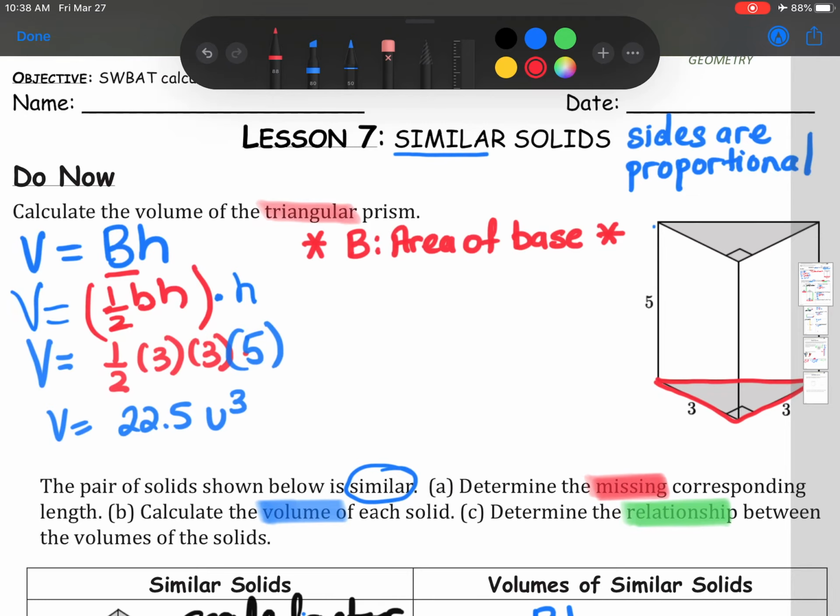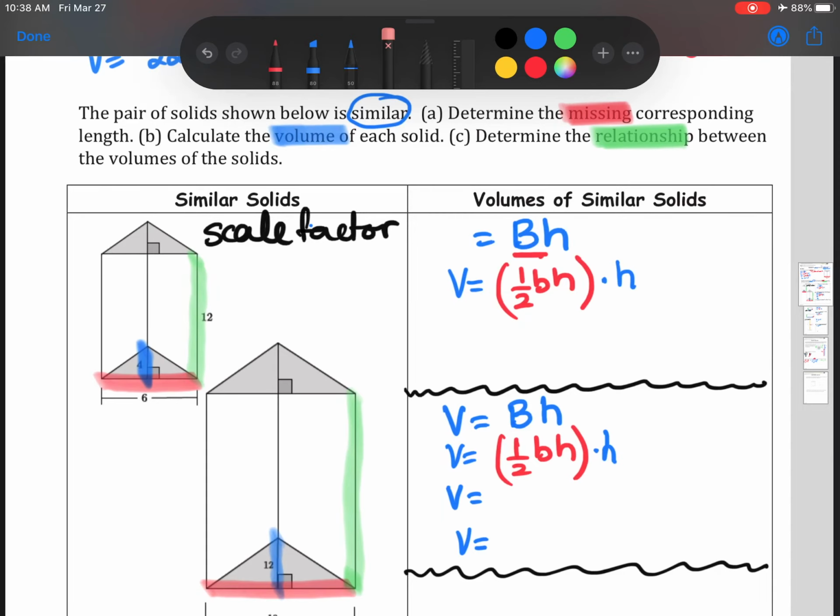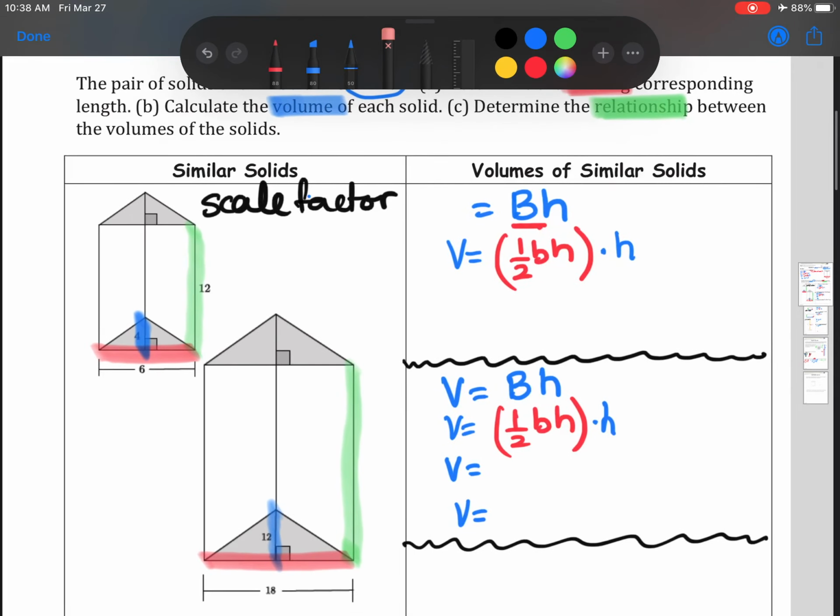Okay, so let's start with example 1. It has a lot of parts to it. It says a pair of solids shown below are similar. So if they're similar, what does that mean? Their sides are going to be proportional. So it's asking us to do 3 things. Let's start with the first one. Determine the missing corresponding length.